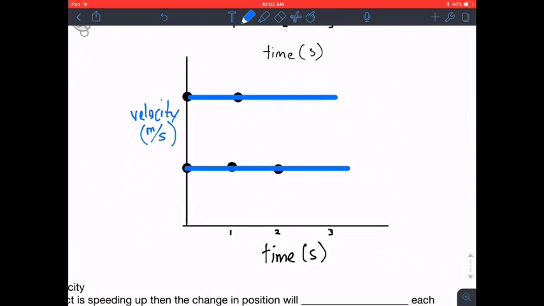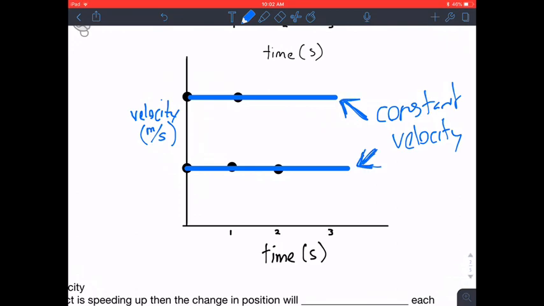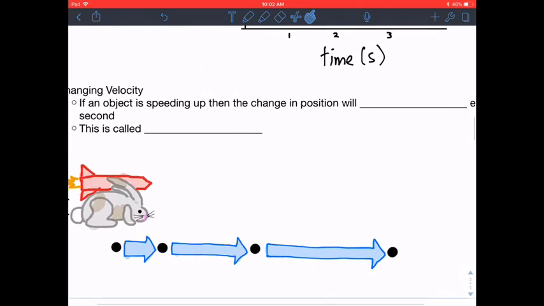Here's a comparison. This right here is the rabbit. This is the turtle. Both of them are constant velocity. The only difference is that the rabbit is moving faster and the turtle is moving slower.